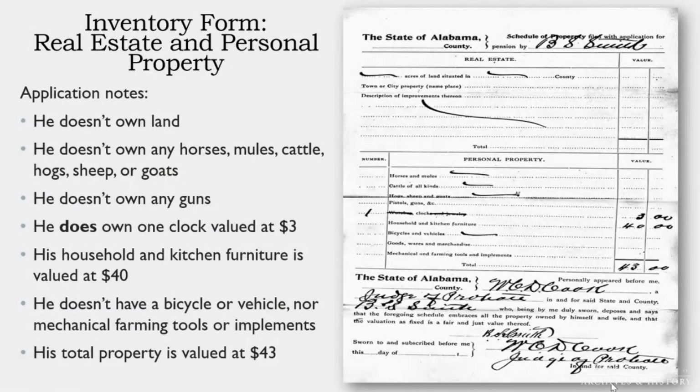Here we have an inventory form that provides a look at his financial state and lists items that he owned. The application notes that he doesn't own land, he doesn't own any horses, mules, cattle, hogs, sheep, or goats. He doesn't own any guns. He does own one clock valued at $3. His household and kitchen furniture is valued at $40. He doesn't have a bicycle or vehicle, nor mechanical farming tools or implements. His total property is valued at $43.